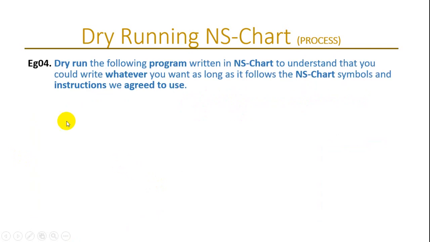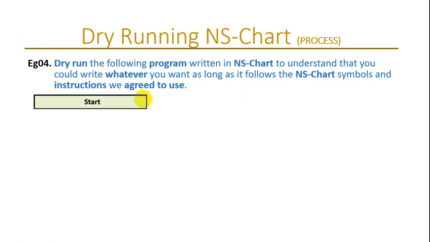Okay, right, let's look at a final example on this. I'm not doing anything here, I just want to show you that you can write any garbage you want as long as the commands and the syntaxes are okay. So dry run the following and see what happens, just to give you some understanding about how this works. Dry run the following program written in NSChart to understand that you could write whatever you want as long as it follows the NSChart symbols and instructions we agreed to use. That is the display, get, and the arrow. Okay, and those NSChart symbols.